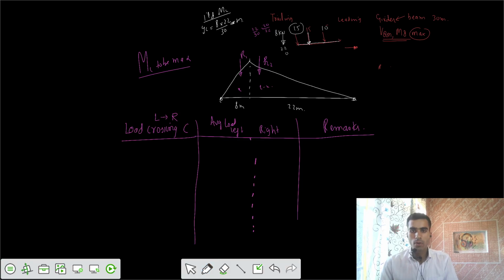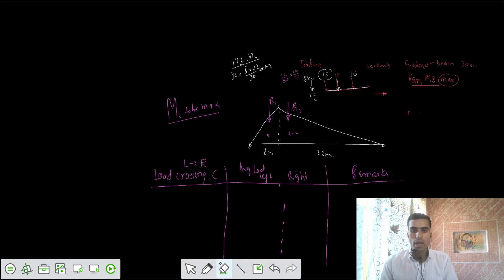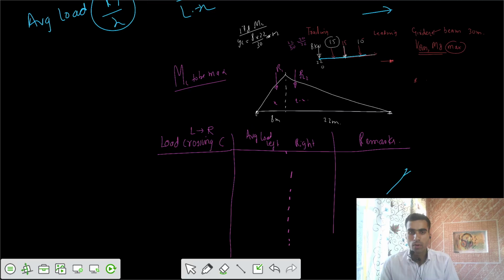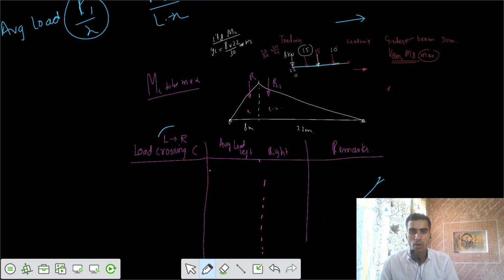Firstly, because we have four loads and the leading load is 10 kilonewton, and your X value is 8 meter and L minus X is 22 meter. The average load on left means R1 by X, and this one is R2 by L minus X. So we need to get those values also. Let's go for the first one. Since we are going from left to right, we take load 1 as 10 kilonewton.